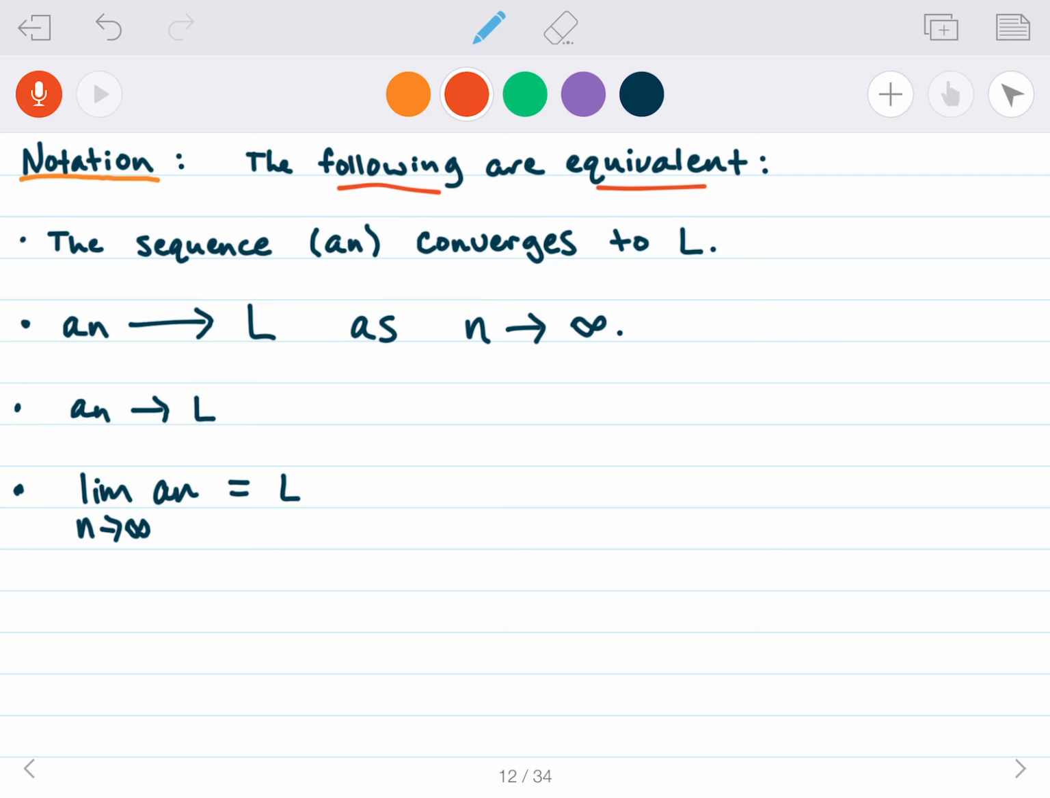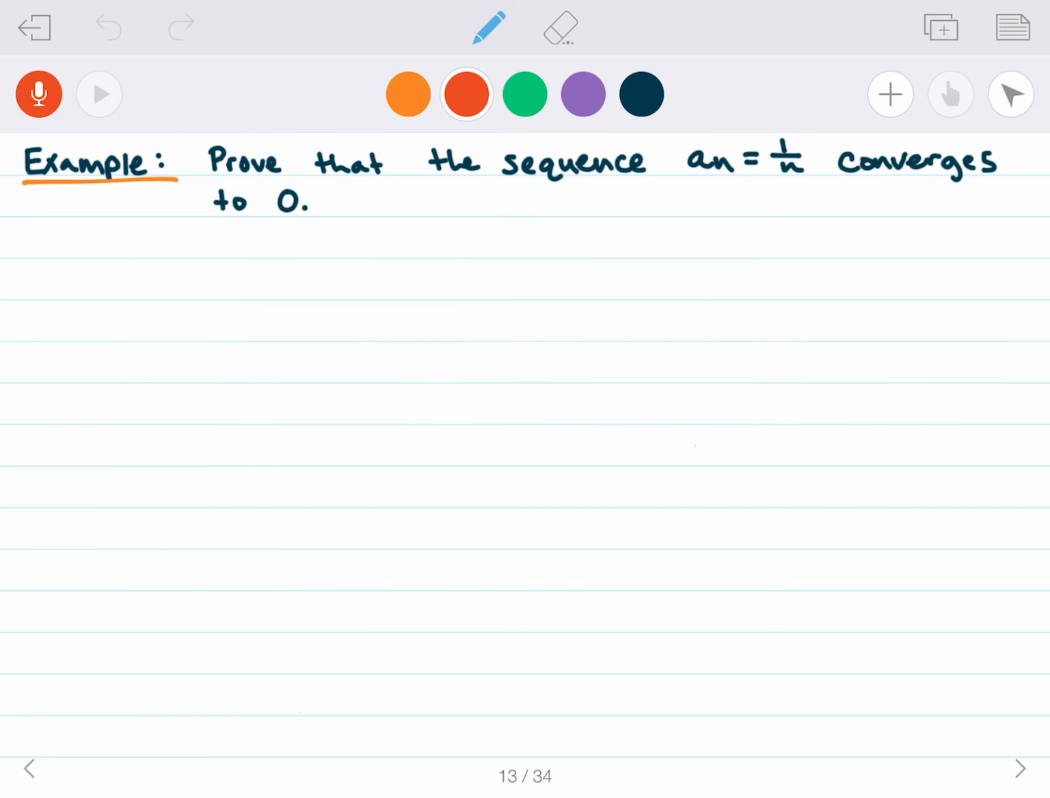So the sequence a sub n converges to L. This means a sub n right arrow L as n right arrow infinity. So a sub n goes to L as n goes to infinity. You might also see this without the n going to infinity, or you might see this. Okay, these all mean the same thing. Okay, so the limit as n goes to infinity of the sequence a sub n is equal to L.